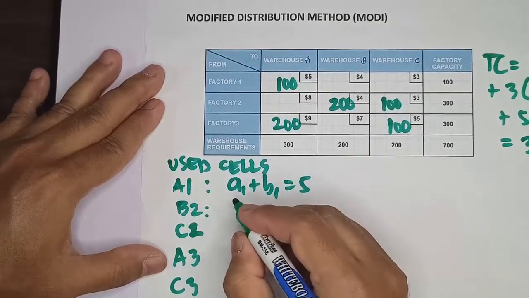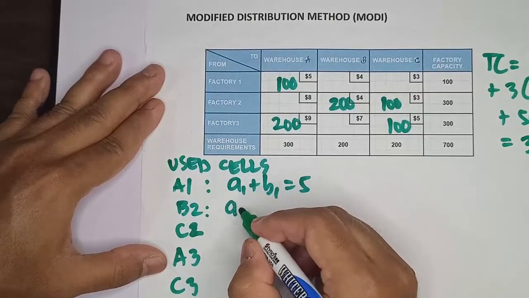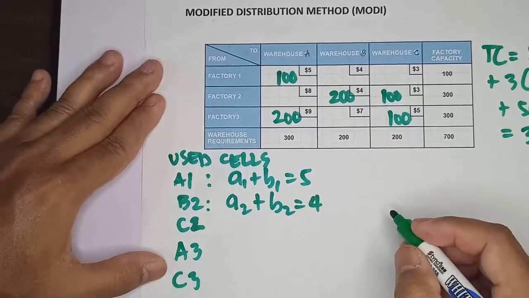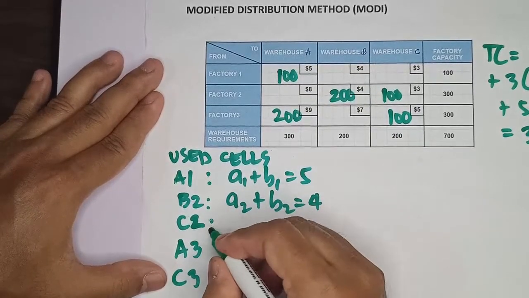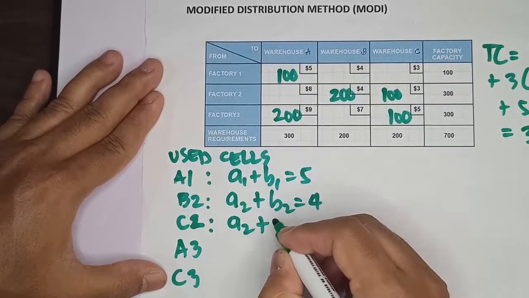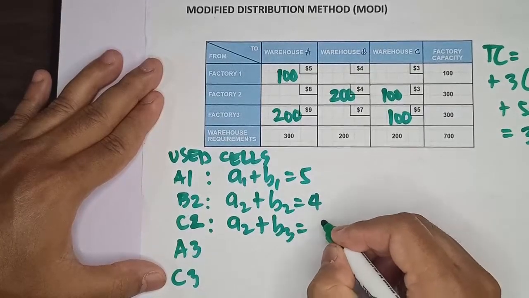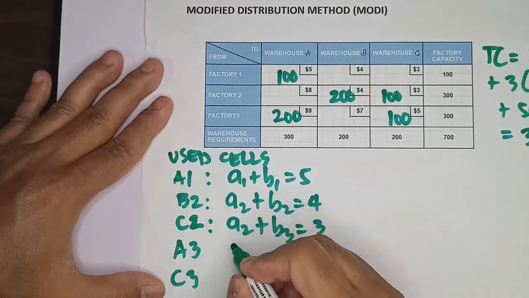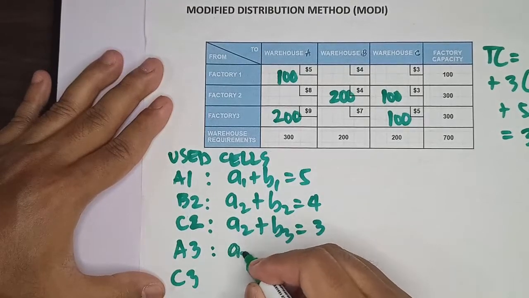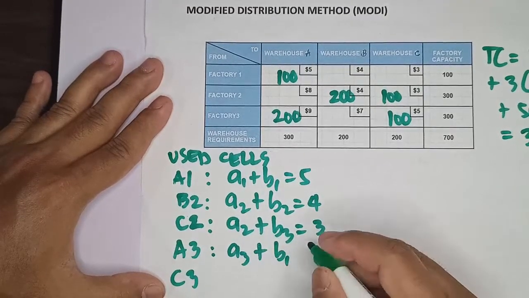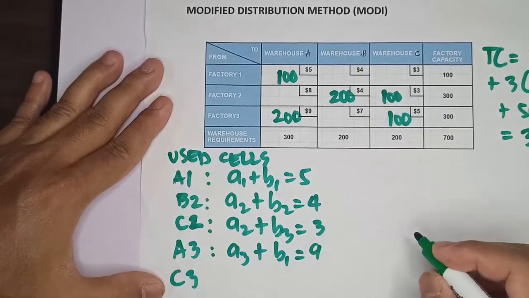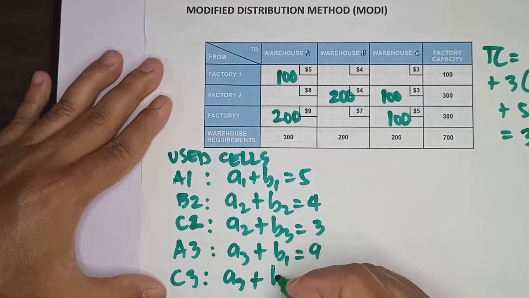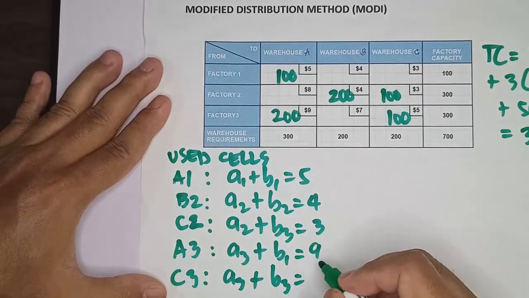For B2, it's A2 plus B2 is equal to 4. For C2, A2 plus B3 is equal to 3. For A3, A3 plus B1 is equal to 9. And for C3, A3 plus B3 is equal to 5.